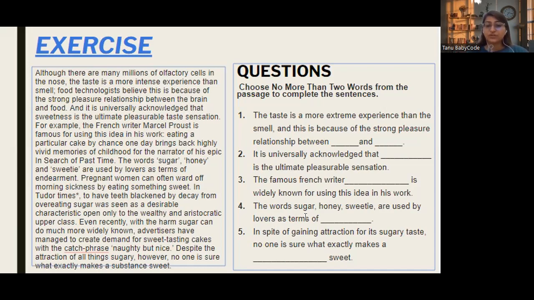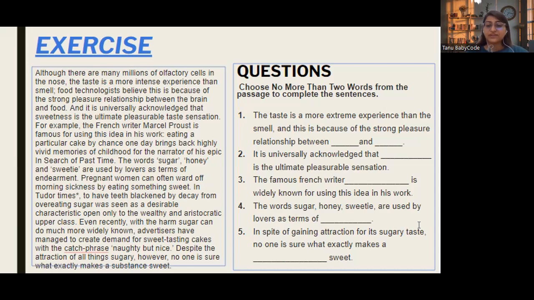The words sugar, honey, sweetie are used by lovers as terms of dash. Find out this. In the middle of the paragraph, the words sugar, honey, and sweetie are used by lovers as the terms of endearment. So endearment is the correct answer. This word is actually used to express some love and affection.